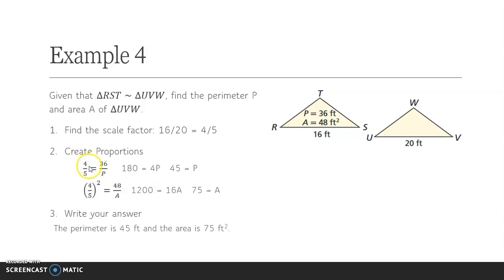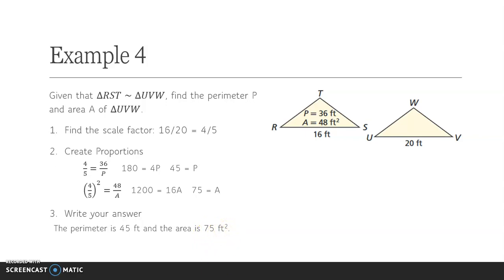Okay, so my perimeter proportion was 4 over 5 equals 36 over p. I did a cross product, and I divided to get p alone. So p is 45 feet. For area, I had to square my ratio. This comes out to 16 over 25 here. Then I did a cross product, and I solved for A, which is 75. So the perimeter of UVW is 45 feet, and the area of triangle UVW is 75 feet squared.